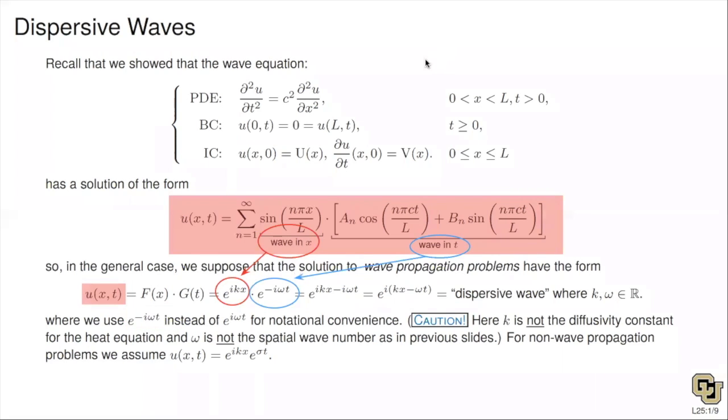So here, this minus sign is just there for notational convenience. In a more general setting, we might assume u of x, t has this form without the minus sign.